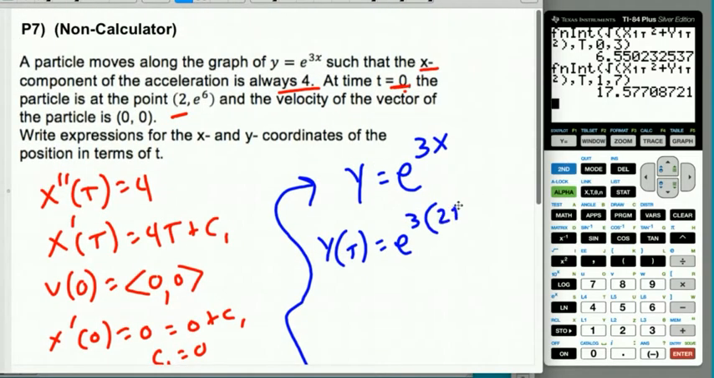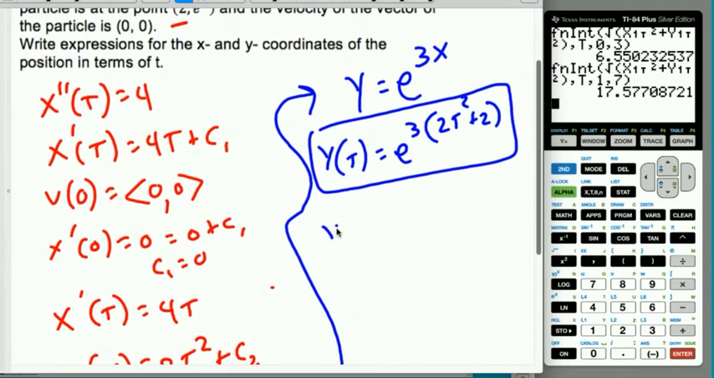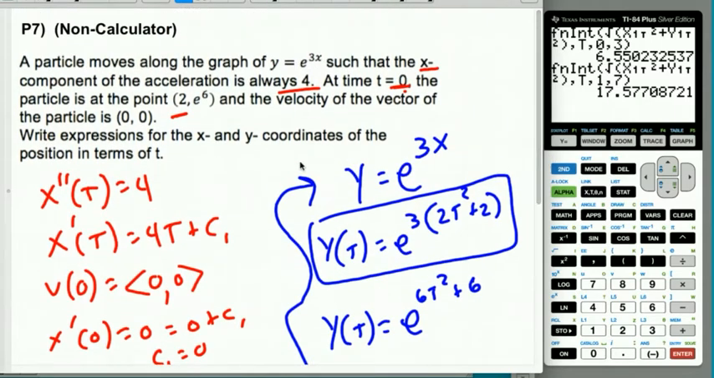So 2t squared plus 2. And that should be my y. Now, if you want to clean it up a little, you could distribute that 3 to the exponent. You could make this an e to the 6t squared plus 6 if that's what you want. It doesn't really matter. And then just a quick double check, if you plug in 0, you should get e to the 6, and sure enough you do, right?